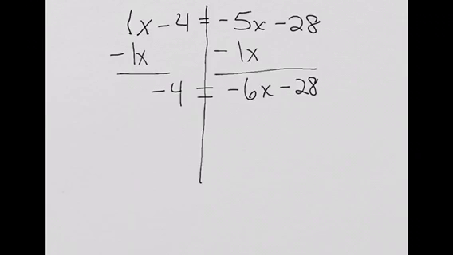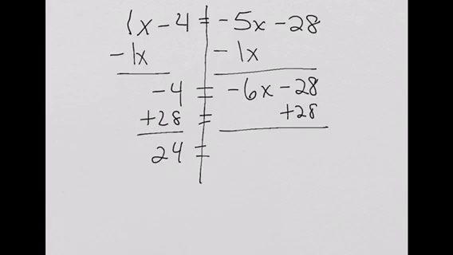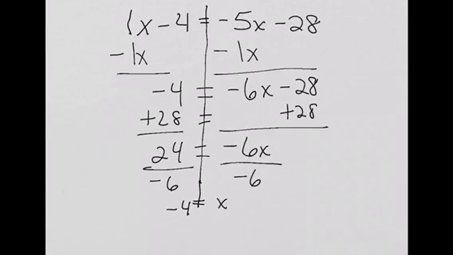Now, how do I get rid of the minus 28? Well, I'm going to add 28 to both sides, and I get 24 on this side equals negative 6x on this side. Divide by negative 6, divide by negative 6, and you get negative 4 equals x, or some people will turn that around to x equals negative 4. Just depends on how you want to solve that.